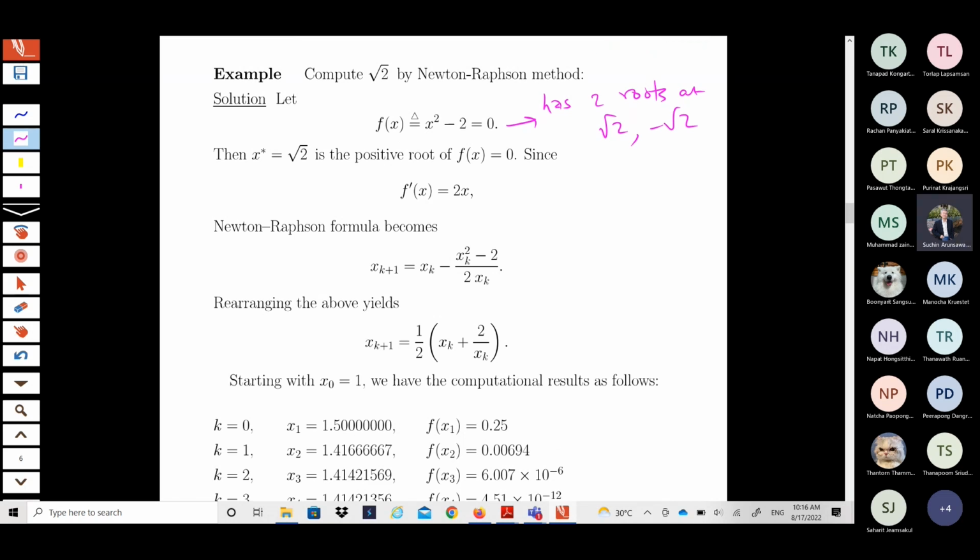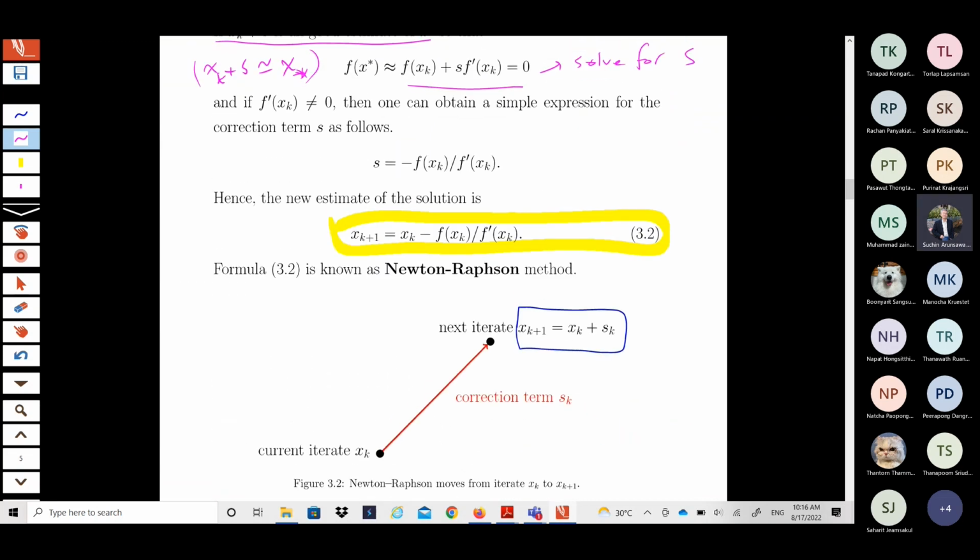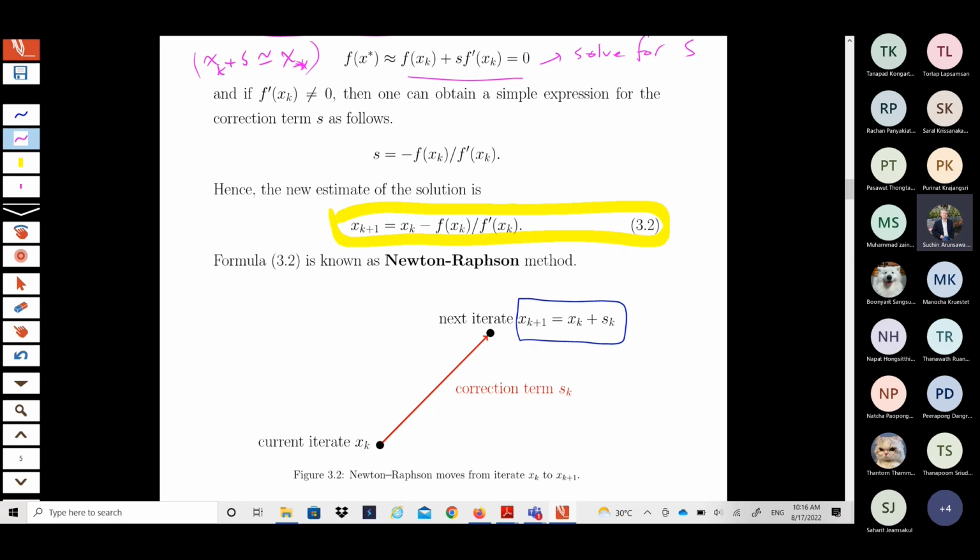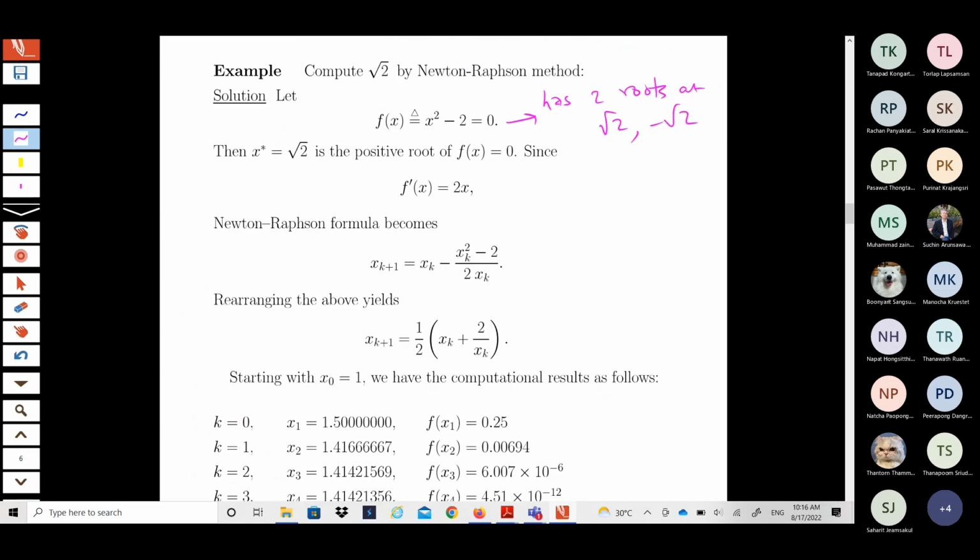We find the derivative, as you can see from the Newton formula. To do the iteration, we need to know f(x) and f prime of x. So in using Newton-Raphson, we need to know not only the function f, but also the derivative f prime of x. And this is different from the bisection. In the bisection method, we need only to know the value of the function f, right?